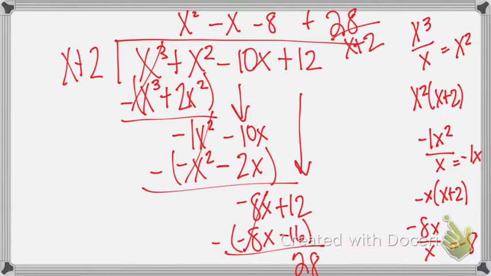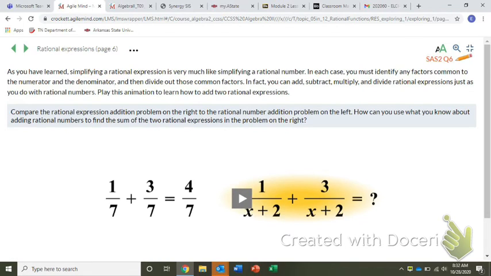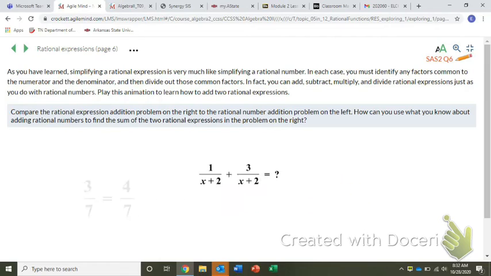All right, if you go to number 6, it says to add the following rational expressions. So let's see what this, this is the problem. No, this is not the problem.